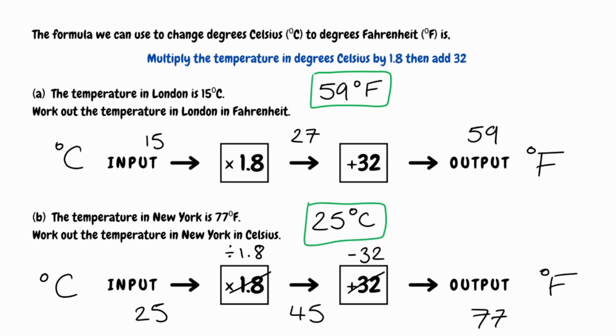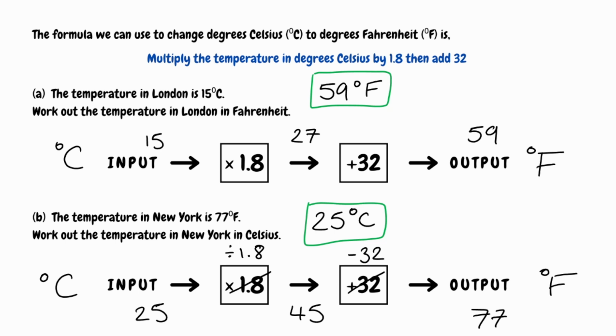And we can check our answer by following the original function machine. If we start with 25 as our input, and we follow the original steps, we multiply by 1.8, and then we add 32, that would indeed give us 77. So we know we've got the correct answer.